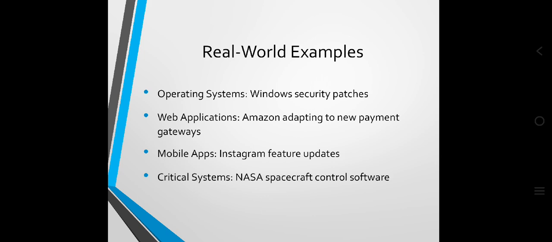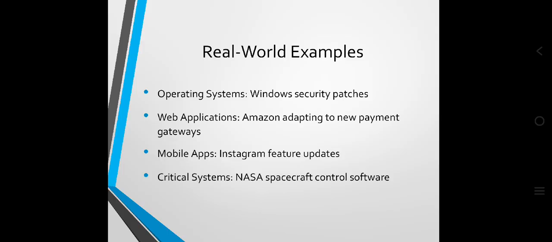Then the second example is web applications. Online platforms like Amazon or Flipkart are in a constant state of maintenance. They undergo frequent adaptive maintenance to handle new payment gateways, comply with new government tax regulations, or scale up to handle massive traffic surges during seasonal sales. This continuous work ensures the platform remains functional and legally compliant in a dynamic economic environment.